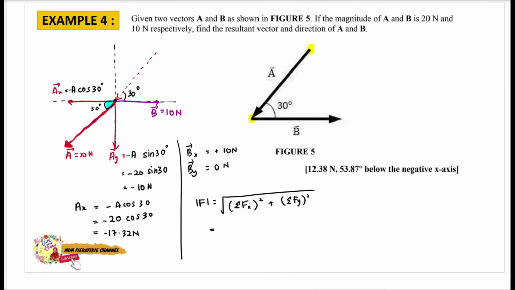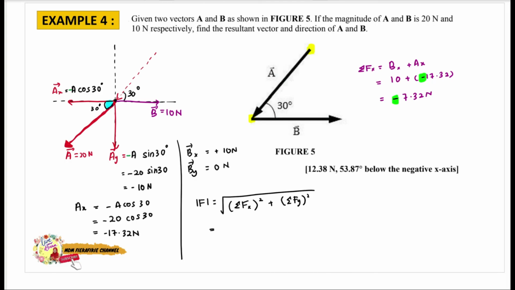Total force in X component, kena tambahkan semua total vector in X component. So, total force in X component kita ada BX plus AX ataupun AX plus BX. BX kita 10 plus AX kita negative 17.32. So, dia akan jadi berapa tu? Negatif. Negatif jangan tertinggal. Kalau tertinggal negatif, nanti dia akan jadi 27.32, jadi 27.32 salah lah. So, ini 10 positif plus negative 17.32.